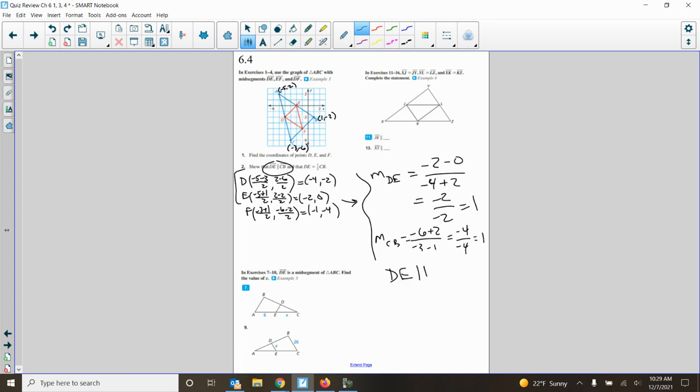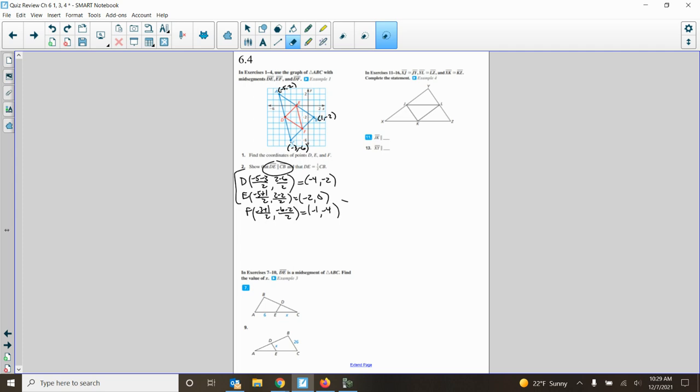DE does have to be parallel to CB because we have a slope of 1 and a slope of 1. That means that the lines are parallel to each other. Running out of space here, so let me go ahead and erase this. If you want to write all of this down, go ahead and pause the video and get that jotted down. But now let's do the distance formula to show that the length part of the mid-segment theorem works as well.